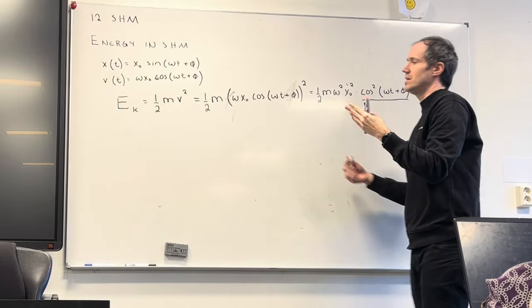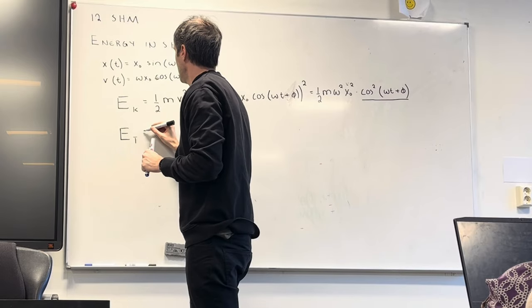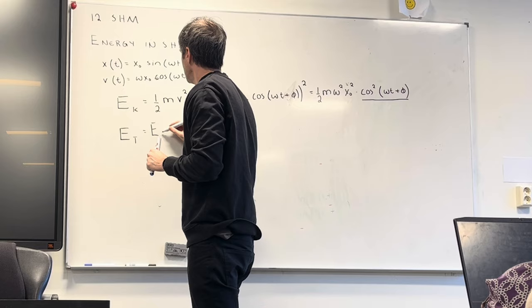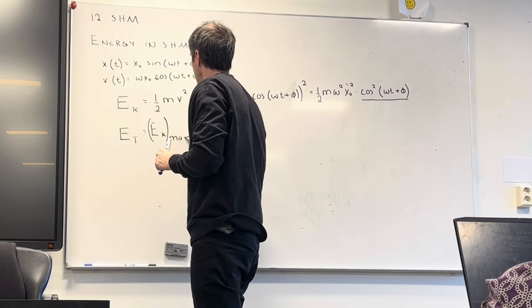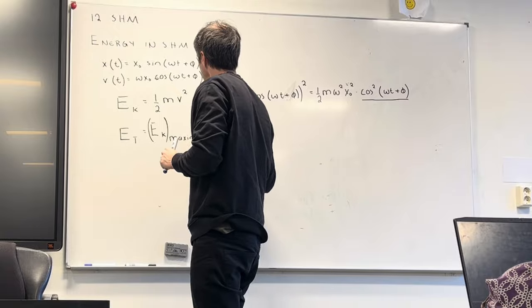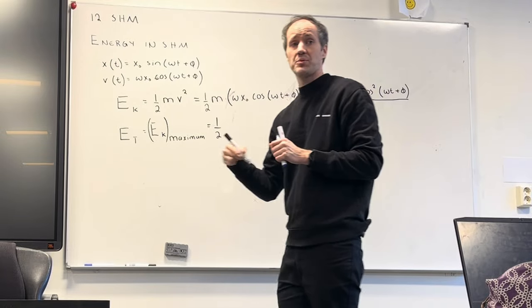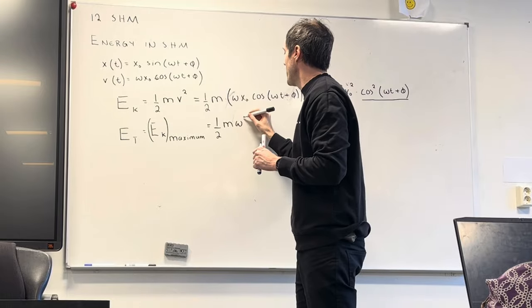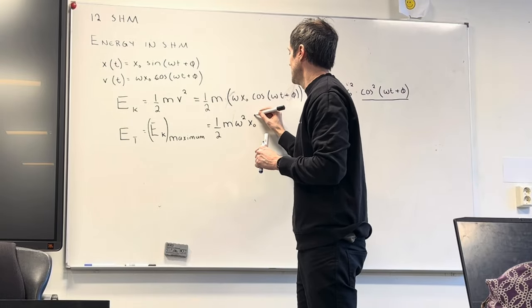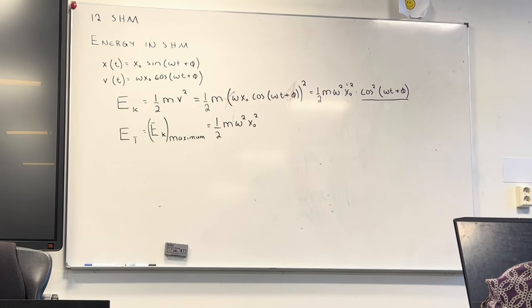So basically the formula for total energy, I can just write that that's the kinetic energy. I can write brackets here, just indicating that's the maximum value of the kinetic energy. So then the total energy of an object undergoing simple harmonic motion is 1/2 times mass times omega squared times the maximum displacement squared. That is the formula describing the total energy.